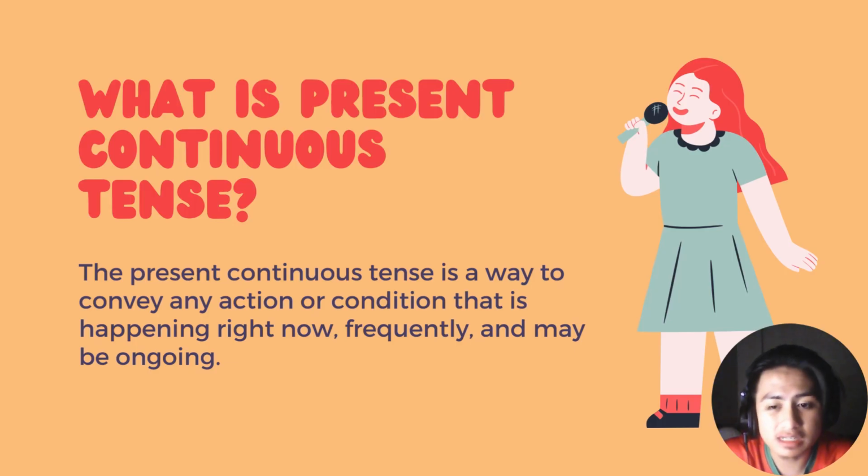So we have learned about subjects. We have learned about auxiliary verb, and we have learned about present participle. And all those makes up present continuous tense. So now we need to know what is present continuous tense. So the present continuous tense is a way to convey any action or condition that is happening right now, frequently, and may be ongoing.